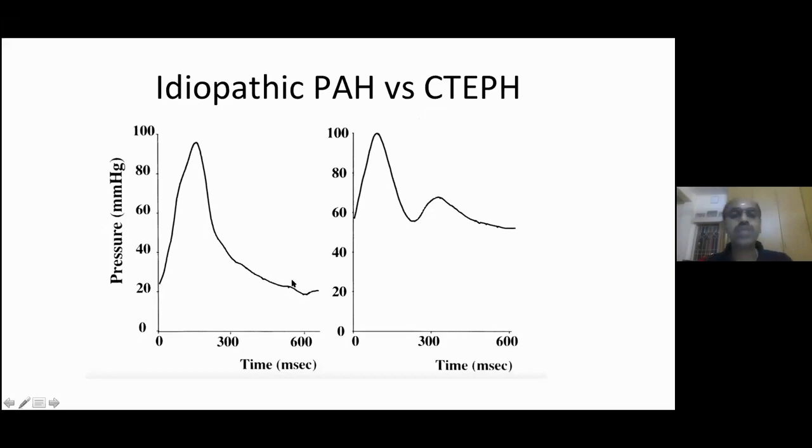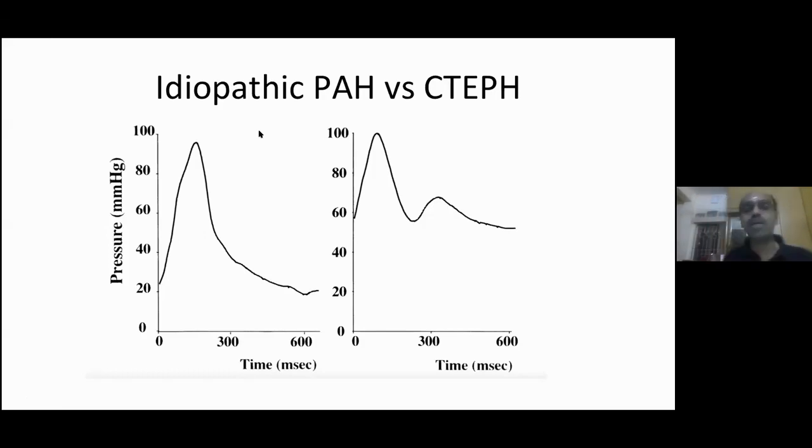What is the difference between the two? In chronic thromboembolic pulmonary hypertension, it is basically due to occlusion of the pulmonary arteries at various segments, especially if it is in the hilar or immediate post-hilar pulmonary artery. The high pressure is in the proximal segment.